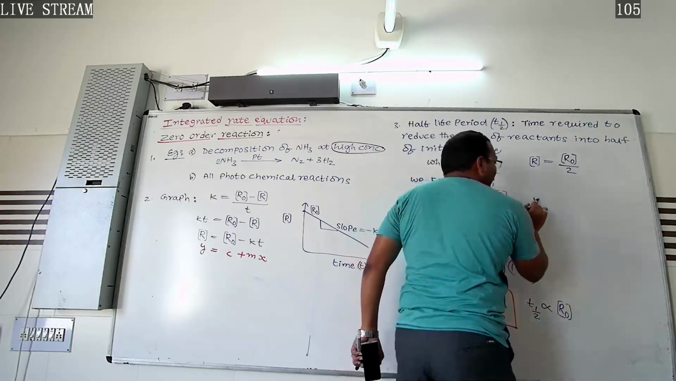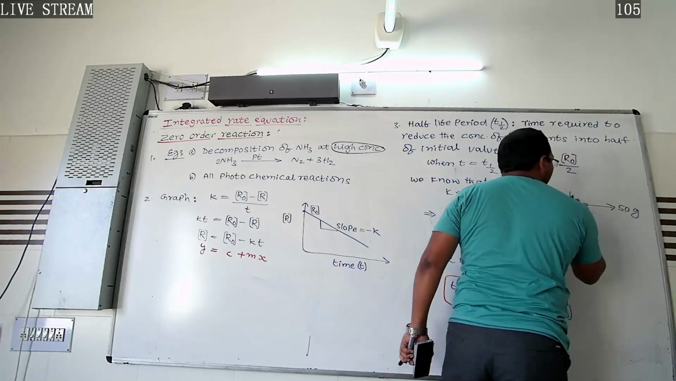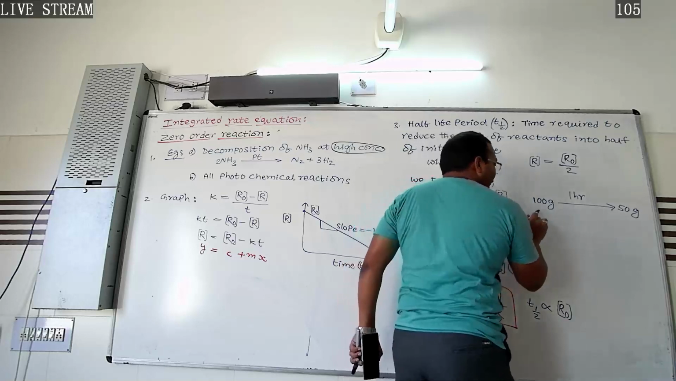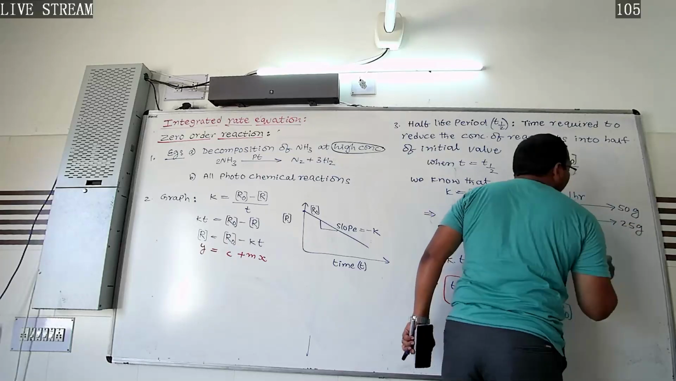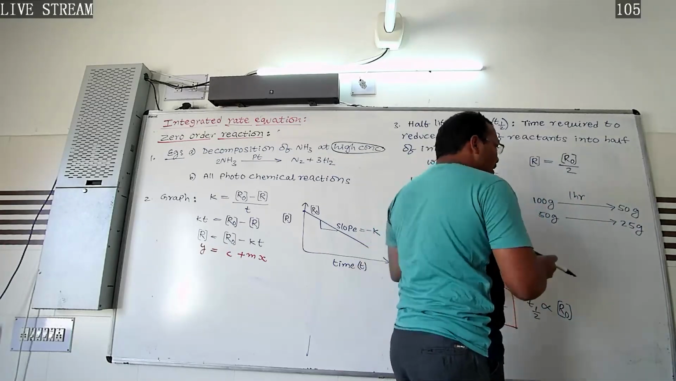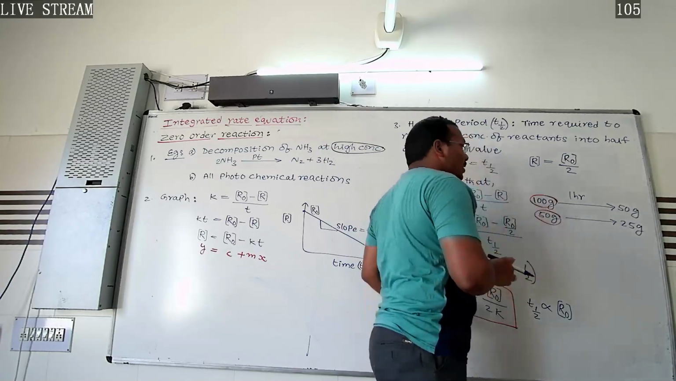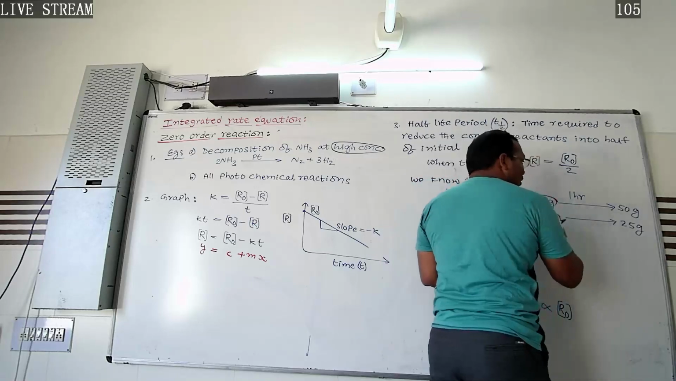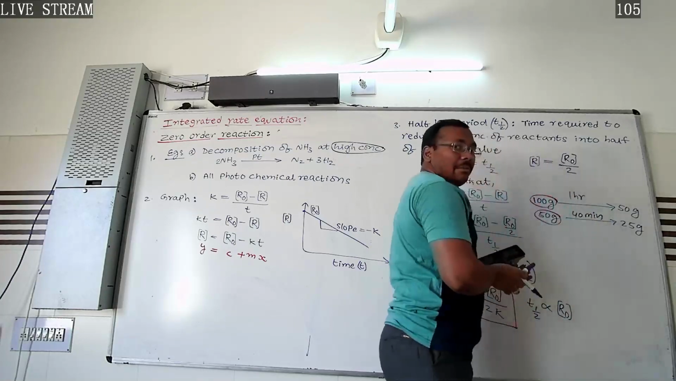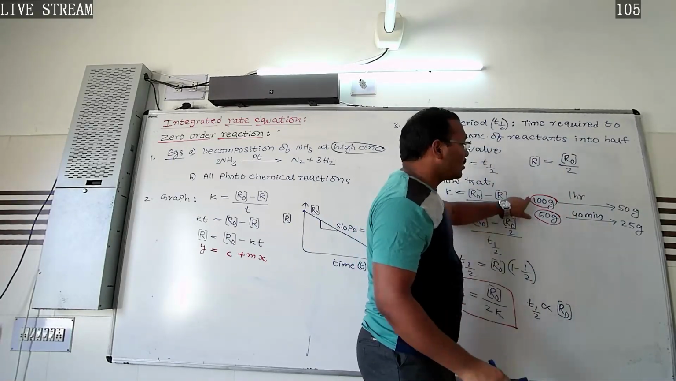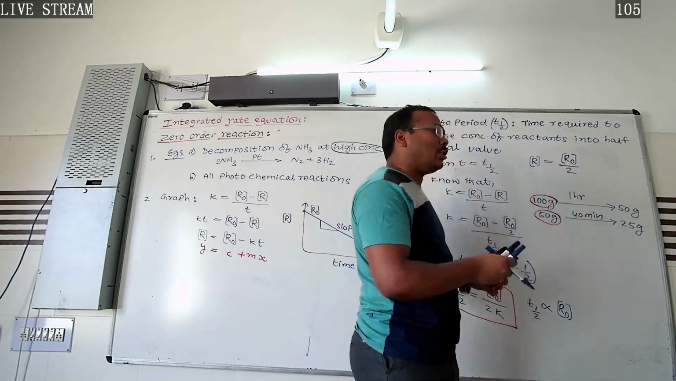It means 100 gram to 50 gram, let us say the time taken is 1 hour. Then 50 gram to 25 gram will not be 1 hour. Here the initial concentration is 100 gram, now this is 50 gram, so the concentration has changed, so half-life will also change. Let us say 40 minutes. But you cannot say that since concentration is reduced to half, T half will also reduce to half. It is not necessarily right.